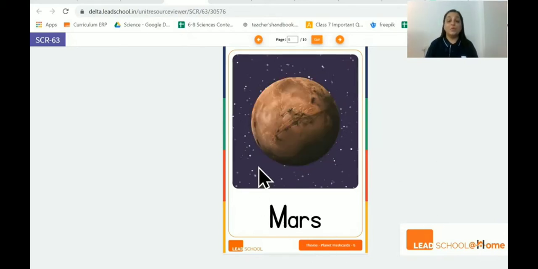Do you know which planet is this? This is a red planet. Do you know what's the name of this planet? Yes, this is Mars. Which planet is this? Correct. This is Mars.